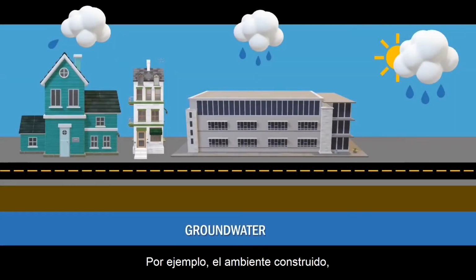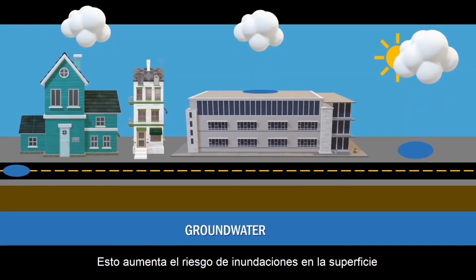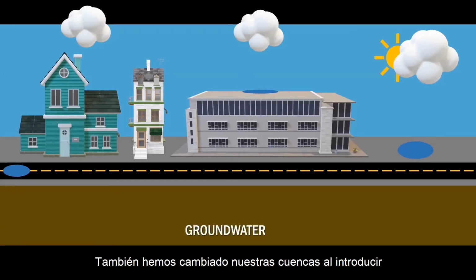For example, the built environment, which is how we call any road or building, acts like a barrier that prevents storm water from seeping into the ground. This increases the risk of flooding on the surface and can greatly reduce our groundwater supply.